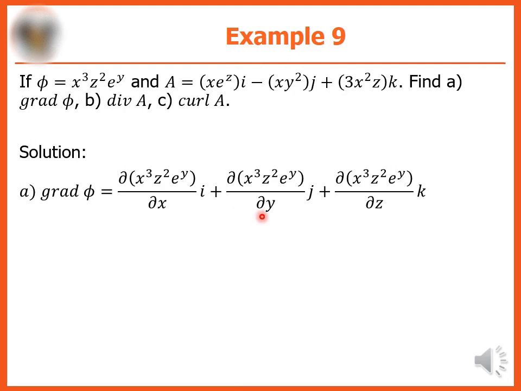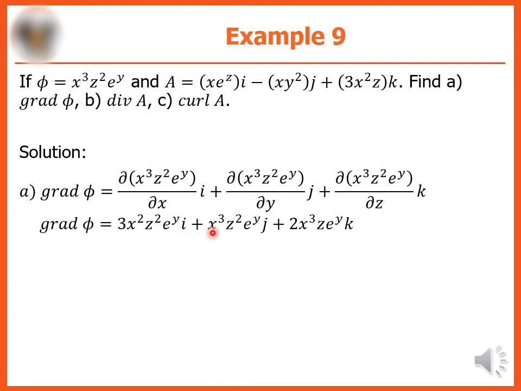For the second term, this is with respect to y. We will hold x and z as constants. And then for this, with respect to z, we will hold x and y as constants. So solving that, the partial derivative of this with respect to x, z squared and e raised to y are now constants. The derivative of x cubed is 3x squared, and then copy the constants, so z squared times e raised to y, times i.